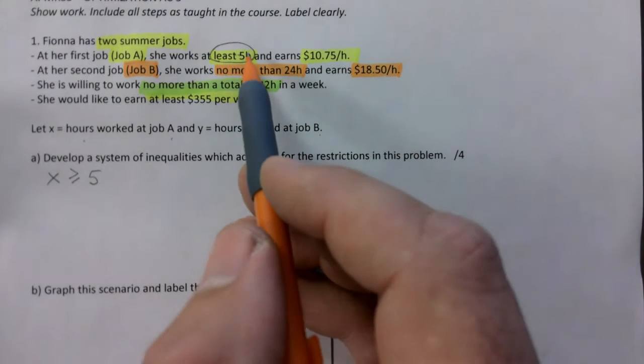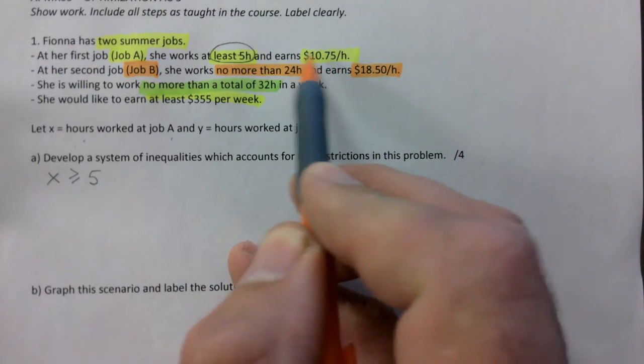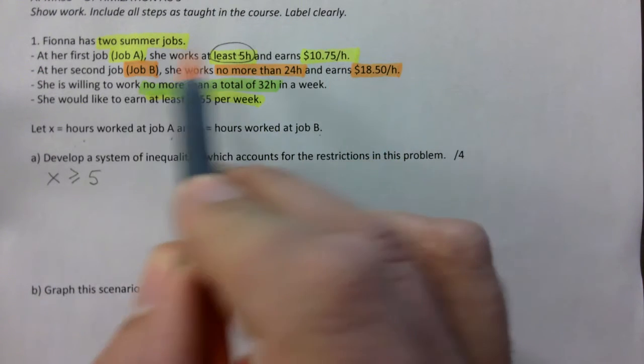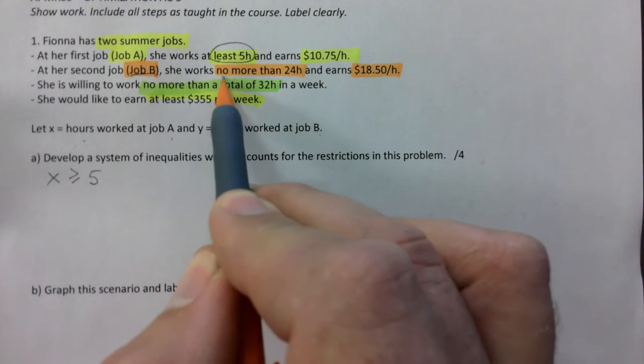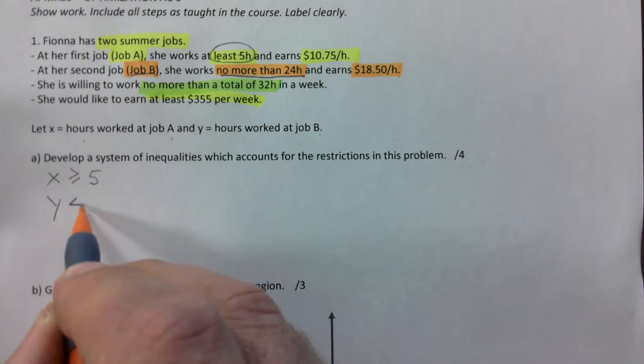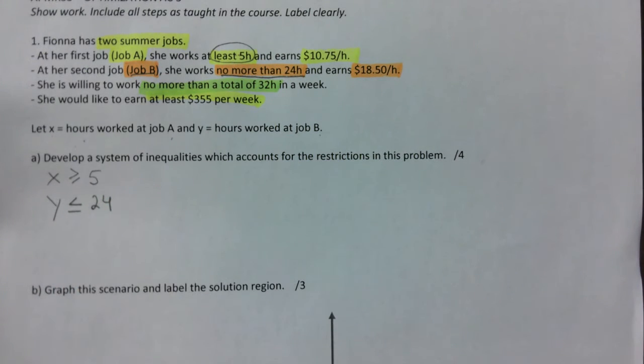Okay. What about the earning? There's no at least attached to this, right? So this is just going to be a coefficient, so we'll park it for now. Job B, you work no more than 24 hours. So job B, you have to work less than or equal to 24 hours. That's your second inequality.